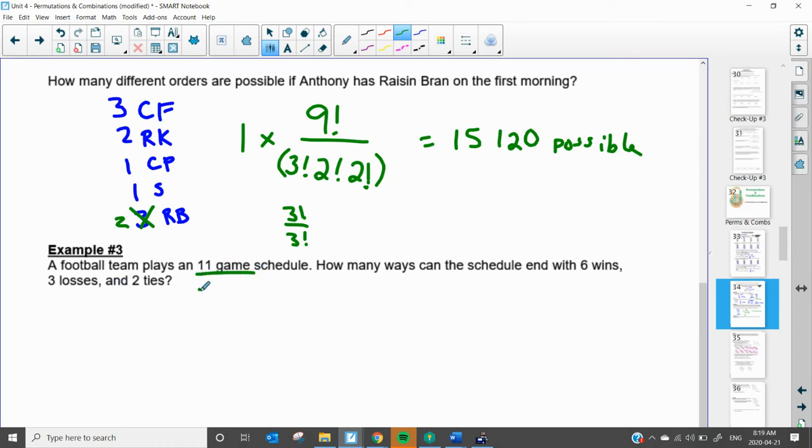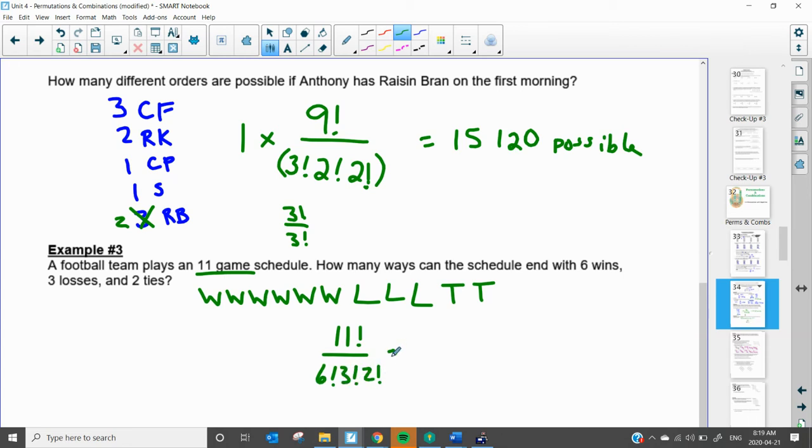But 6 wins, that's just 6 W's. Now, I know that sometimes wins can feel different depending on which team you're playing against, but ultimately a win is a win, a loss is a loss, and a tie is a tie. So there's our combination. We've got 6 wins, 3 losses, and 2 ties. So we're just taking 11 factorial and dividing by 6 factorial, 3 factorial, and 2 factorial. And that will give us 4,620 ways that the schedule can have 6 wins, 3 losses, and 2 ties.